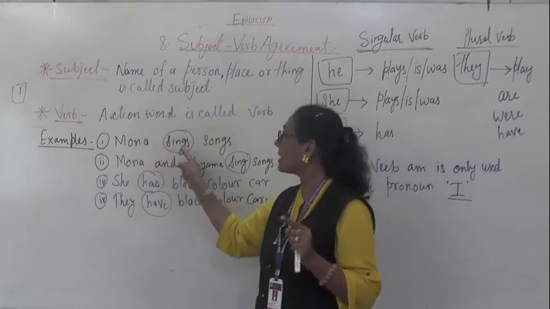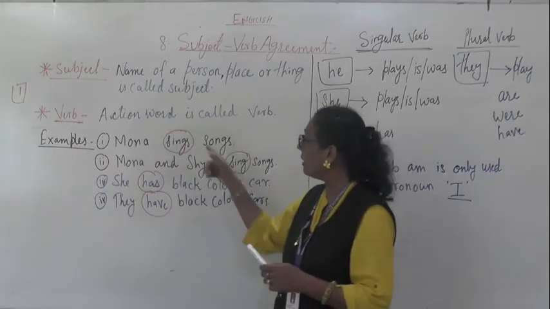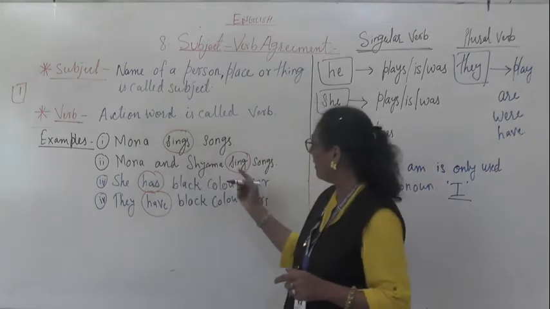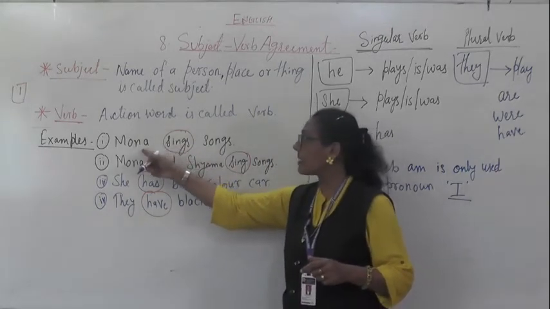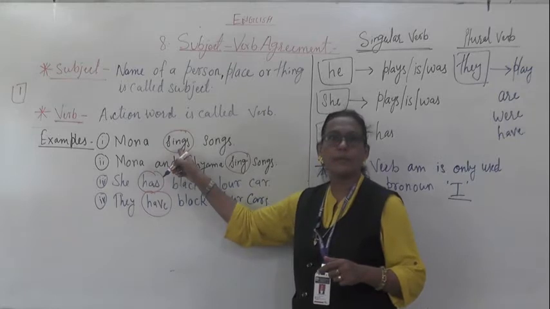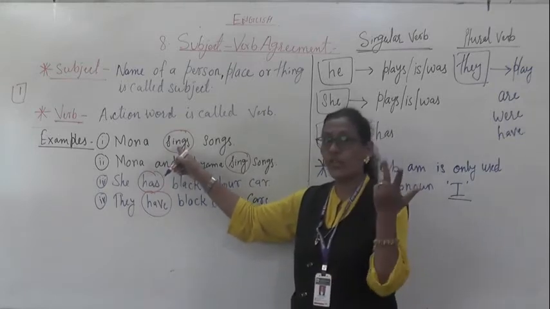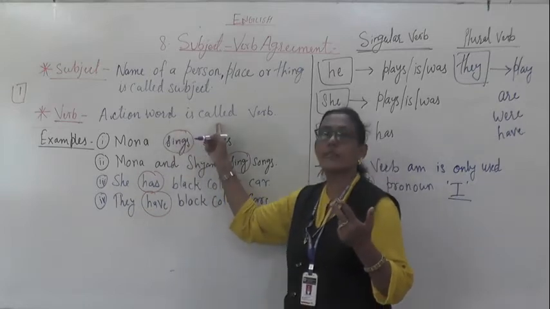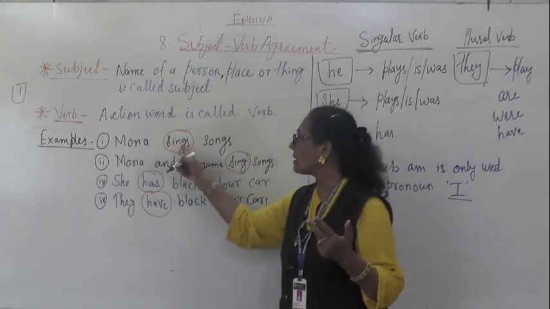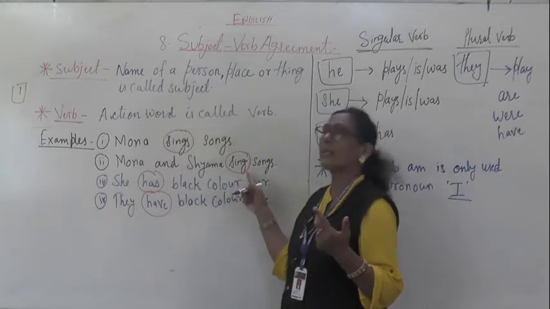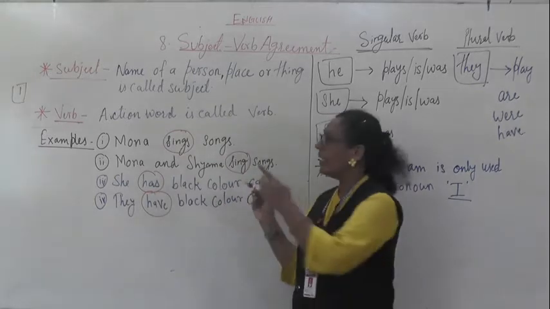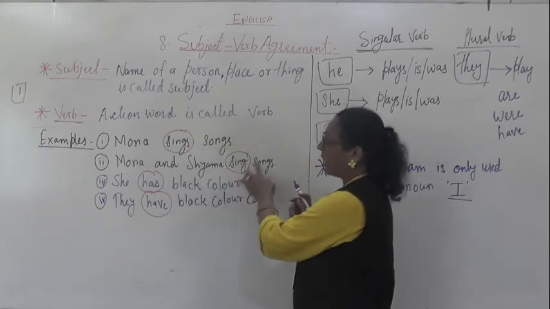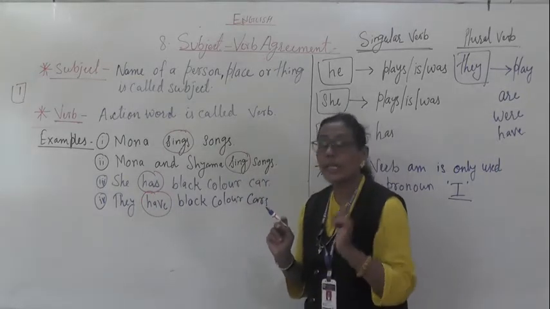See, Mona sings. I have written S here. This is the subject and this is the verb. Sings is an action. Which action is Mona doing? Singing. So that action word is called a verb. Mona sings. Mona and Shama sing. S-I-N-G, sing. Here I have added S, and here I have cut that S. Only S-I-N-G, sing, is there.